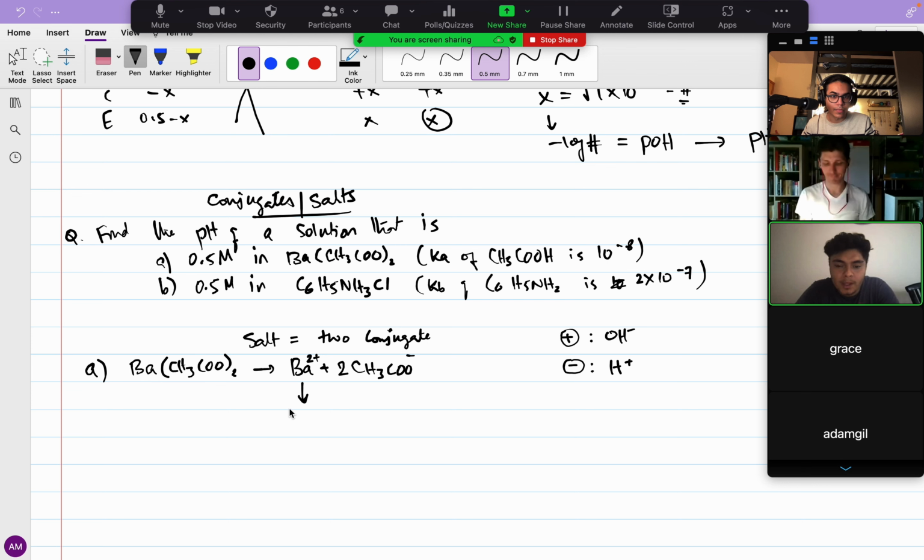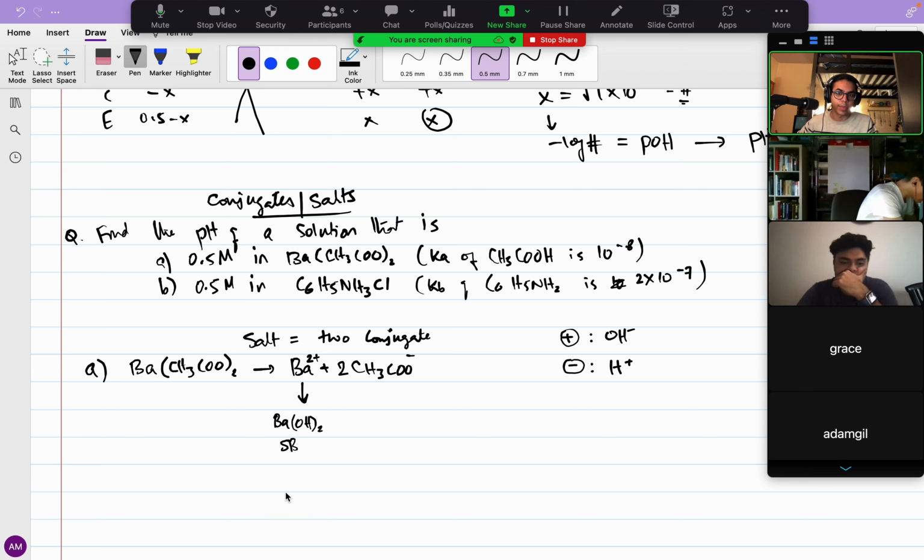I would pair it up with OH. OH, and how many? 2. So Ba(OH)2. Strong acid or weak acid, or base? I would say strong base. It should be in your list of strong acids and strong bases.